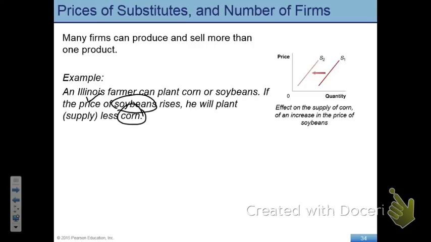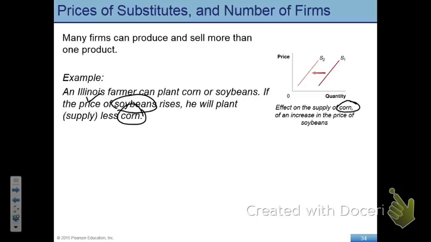For this discussion, when these two goods are substitutes in production, an increase in the price of one of the substitute goods, in this case soybean, leads to a reduction in the production of the other good, less corn, right? So what is this graph that you're looking at? This is a graph that is talking about the production and supply of corn, right?